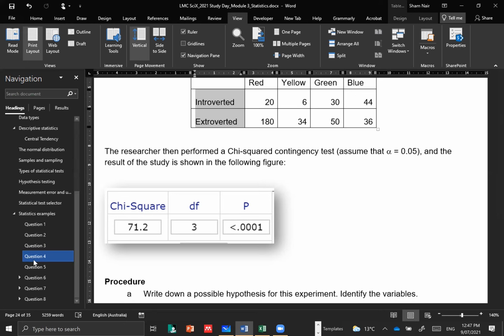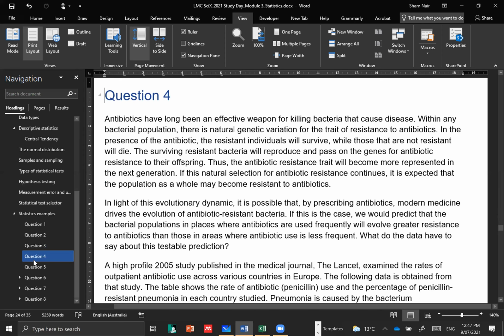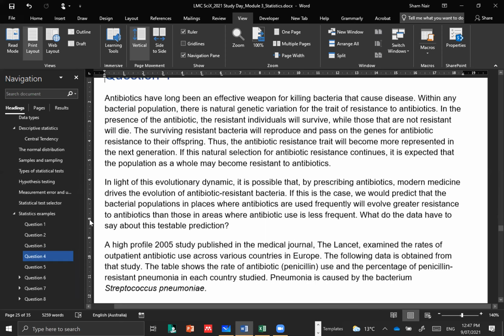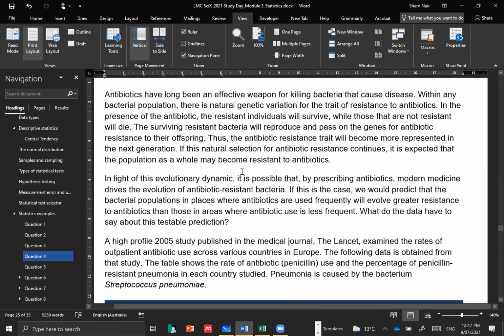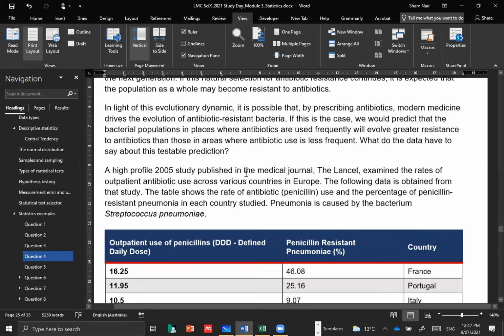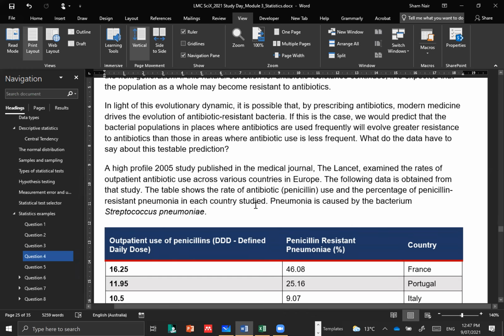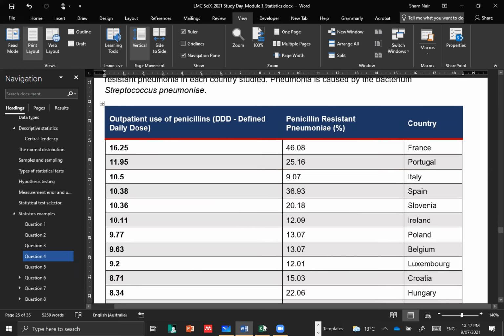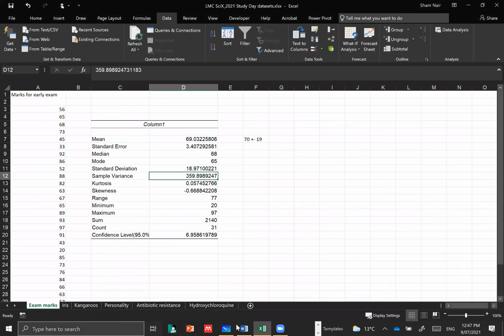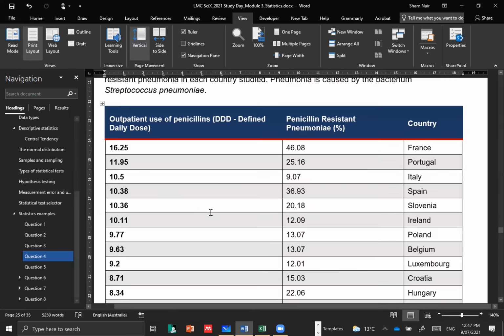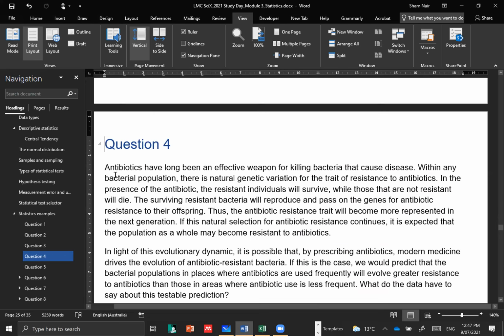And just to make things a little bit more interesting, I've given you 2 other questions to try on your own. The main thing is that the data sets are actually in the Excel spreadsheet. Let me go back to that question again. This is question 4, which is looking at antibiotic use data.